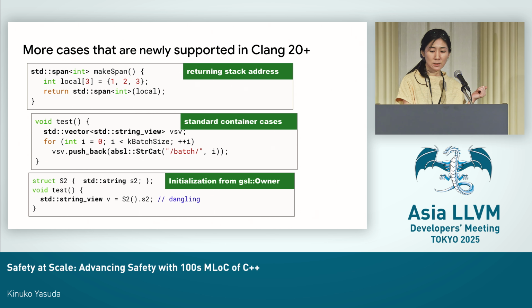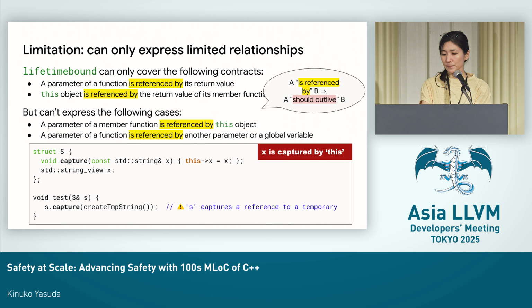The first example tries to return a stack address via std::span. The second one tries to push a temporary string to a vector of string_view. And the last one tries to initialize a string_view from a temporary string. These all have obvious errors, but these used to just compile, unless you specified appropriate warning flags. But today, they all can be caught by Clang at compile time, so that they can be avoided.